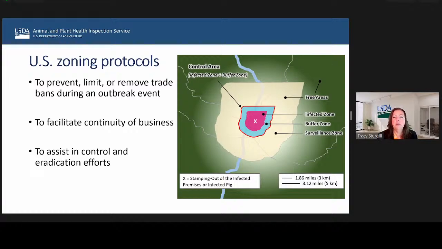And the process includes responding to additional questions from our trading partners, including providing information on our zoning procedures, the identified control areas for the outbreak, disease control measures, movement controls, and any enhanced surveillance that's being performed during the outbreak. And if a zoning protocol is already in place before the outbreak occurs, the process of removing or reducing those trade bans is a much quicker, smoother process.